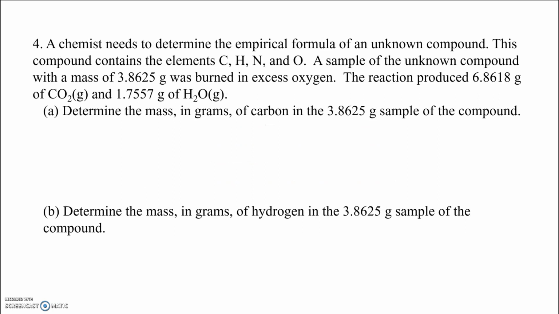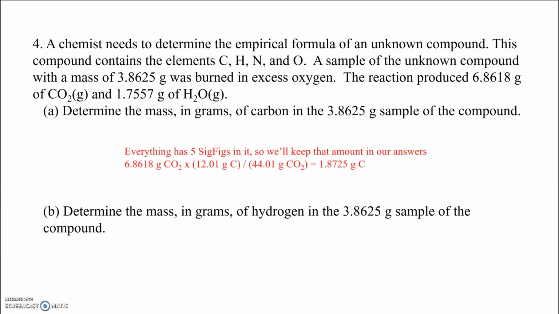Problem 4. A chemist needs to determine the empirical formula of an unknown compound which contains carbon, hydrogen, nitrogen, and oxygen. And they give us the sample weight and then the various masses of some of the reactants. A, determine the mass in grams of carbon. All right, everything has got 5 sig figs in it, so we're going to keep that amount in our answers. I've got 6.8618 grams of carbon dioxide. That's given to us in the problem statement.